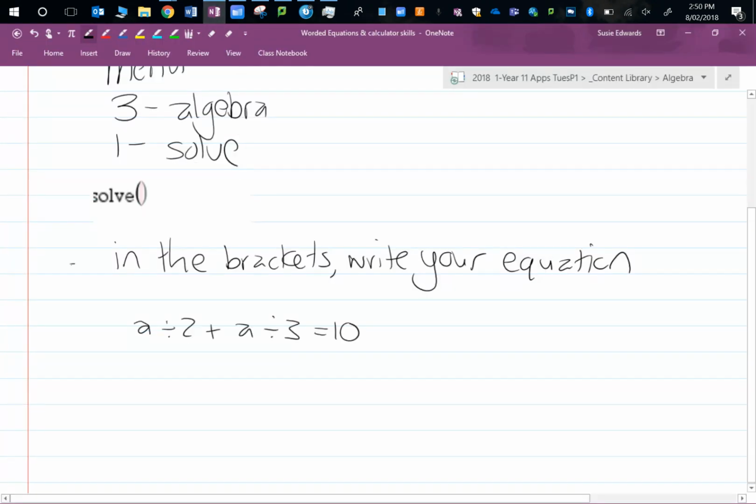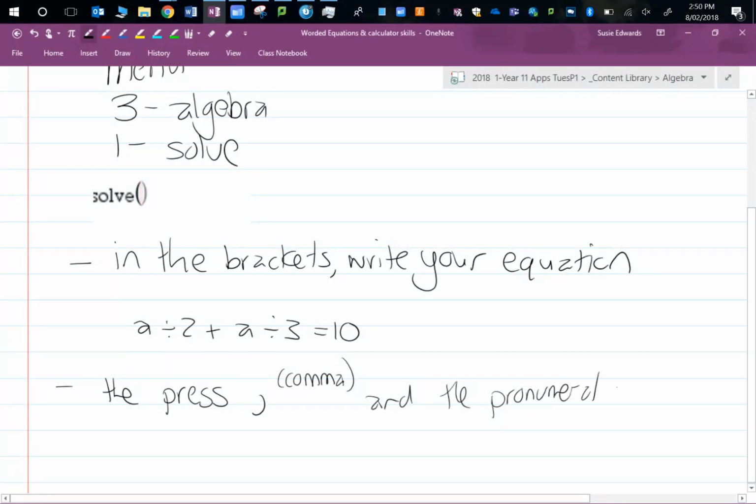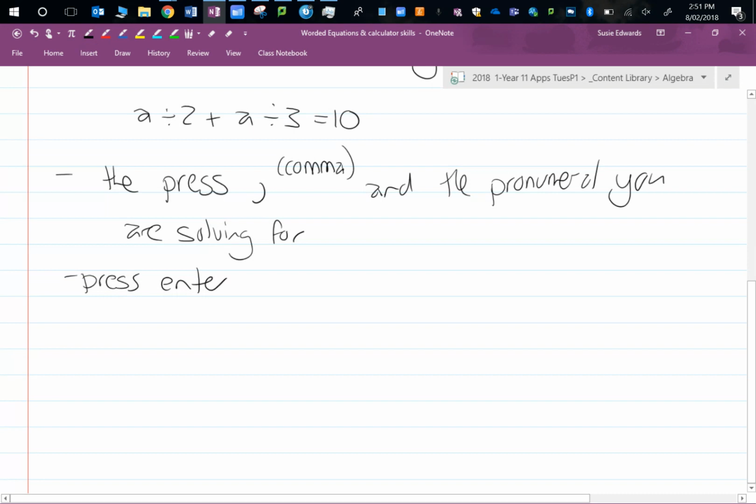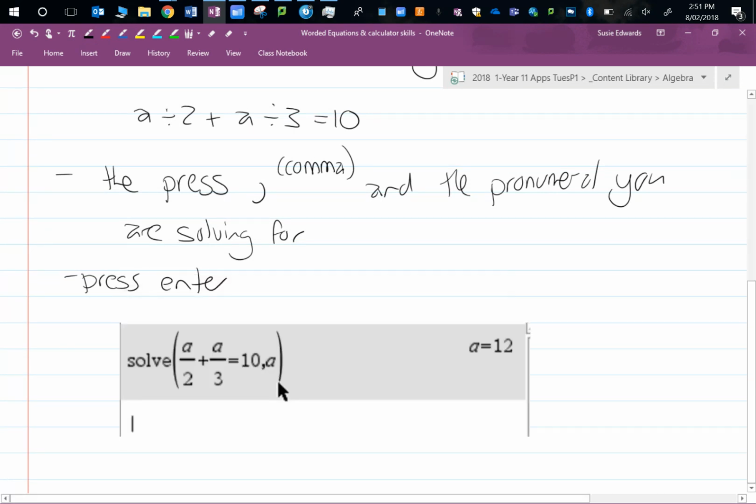So in the brackets, write your equation, then press comma. I'm just going to write comma, so in case you don't know what that actually looks like. Press comma, and the pronumeral you are solving for, it'll be up on the screen in a second. Then press enter. So it should look like that. And that's it.